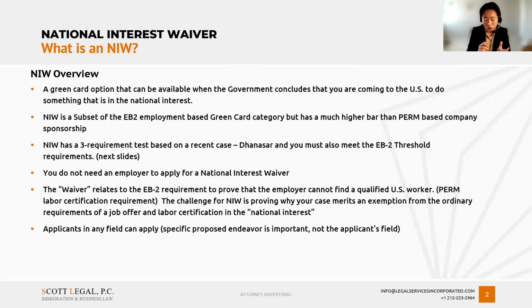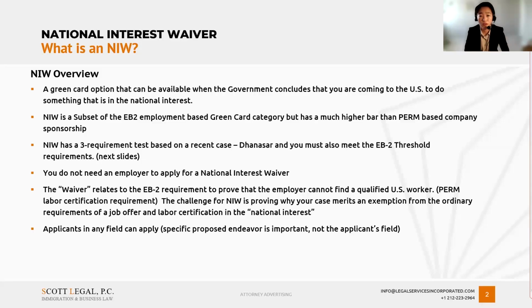But that is to say that having the ability to self-petition is indeed a very significant advantage in the green card process that can really speed up the trajectory for applicants. Now, because of this advantage that's given to EB2 and NIW applicants, there is a much higher bar to meet to show that your work is indeed in the national interest.